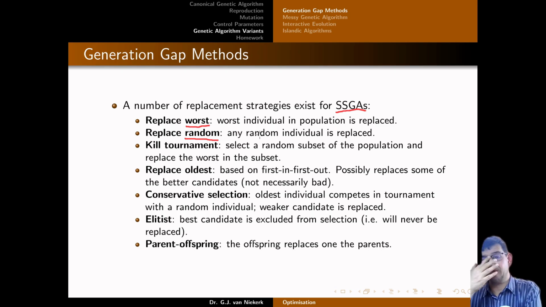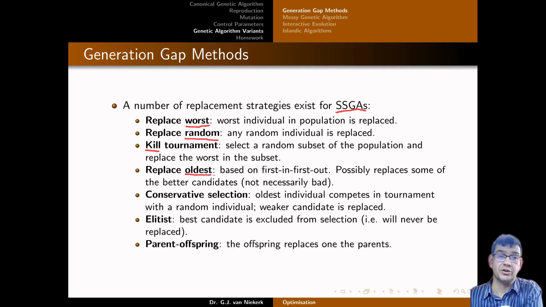So in other words, you could replace the best one in that if it's chosen by random. You could have a kill tournament, which is very nice. So here you select a random subset of the population and you replace the worst in that subset. This gives you a lot of flexibility to tweak your exploration and exploitation as well.